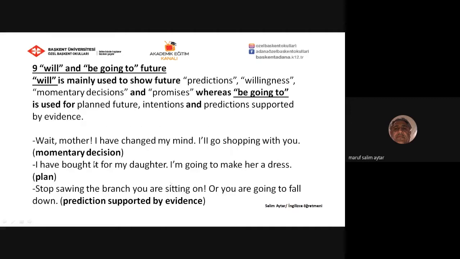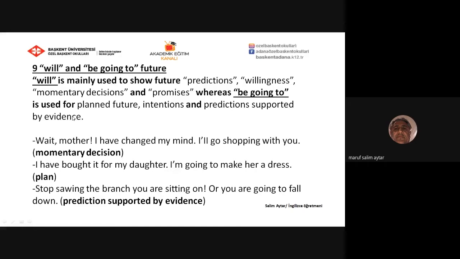9. Will and be going to future. Will is mainly used to show future predictions, willingness, momentary decisions, and promises, whereas be going to is used for planned future intentions and predictions supported by evidence.